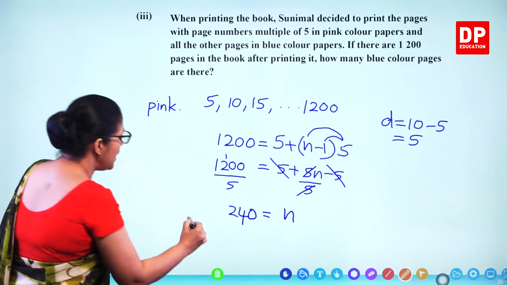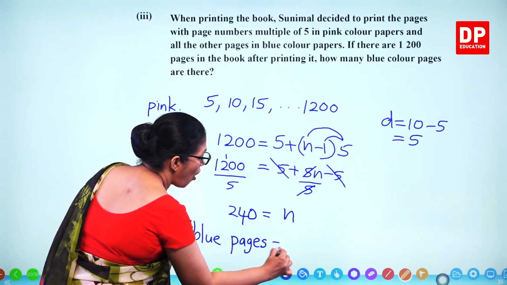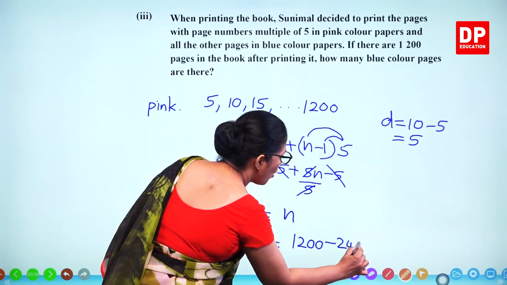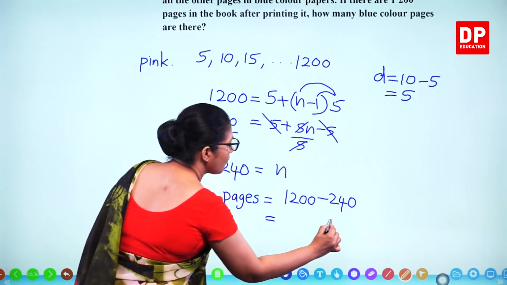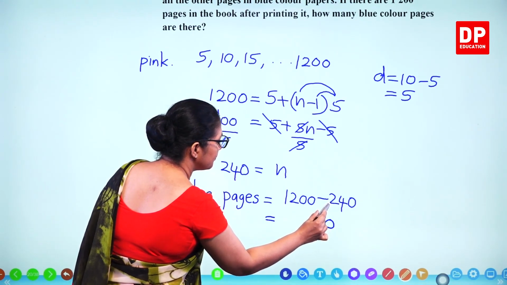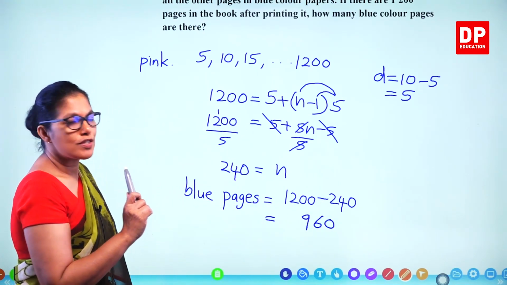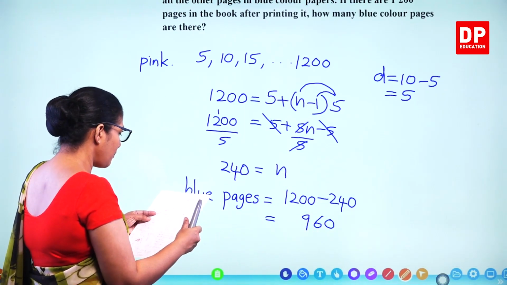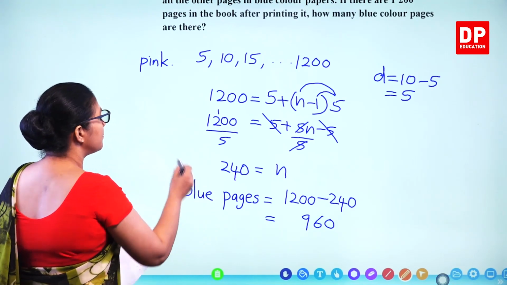So how many blue pages? Altogether 1200 pages and 240 pink pages. The rest are blue pages. 960 blue pages are there. So how many marks for that one? 960, that's 3 marks.